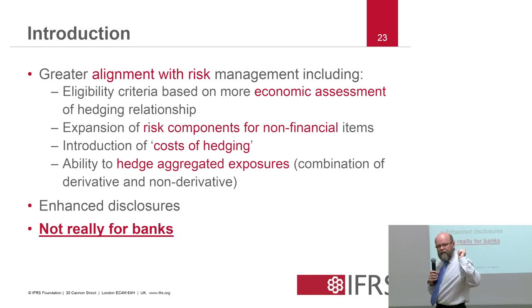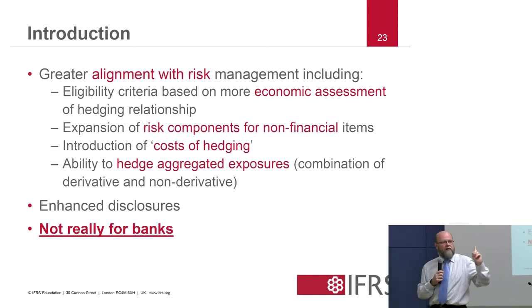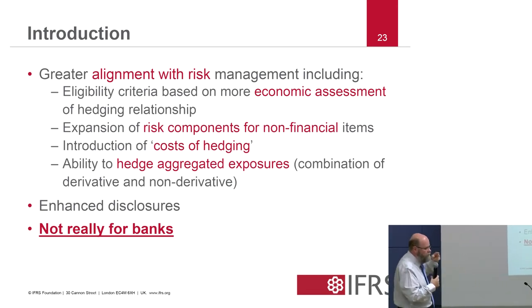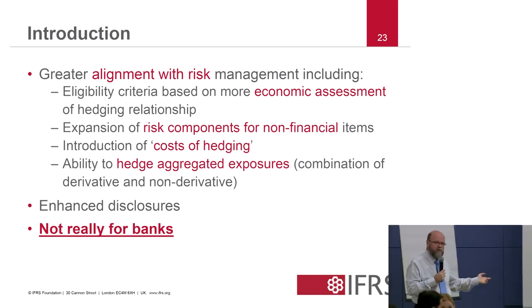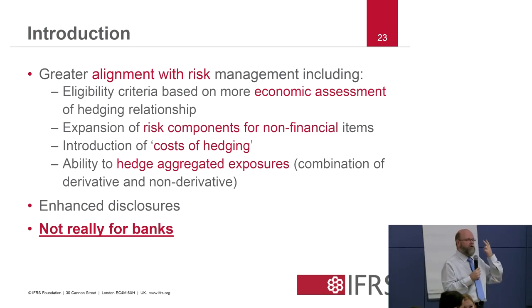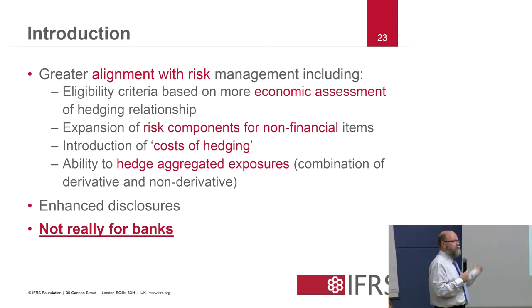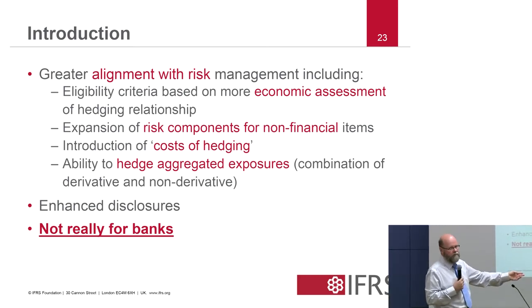The reason why I think banks won't exercise this choice is banks usually hedge on a portfolio basis. The reason why I think insurance companies won't use this choice is insurance companies usually hedge on a portfolio basis. So for both of them, IAS 39 is going to give a better answer.